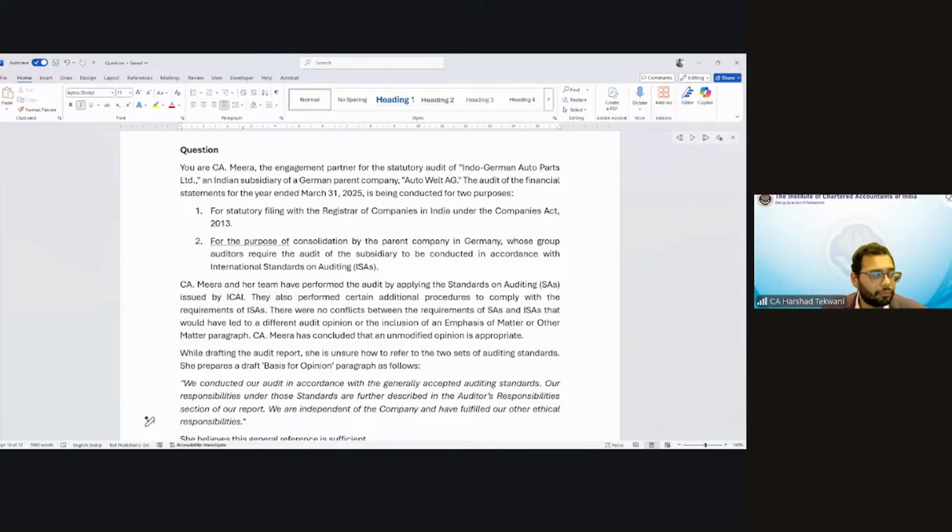So we will mention the international standards of auditing which we had made use of, and also further that there is no conflict. Okay, good. Anyone else with something further to add to this? Anything further you would add to this?